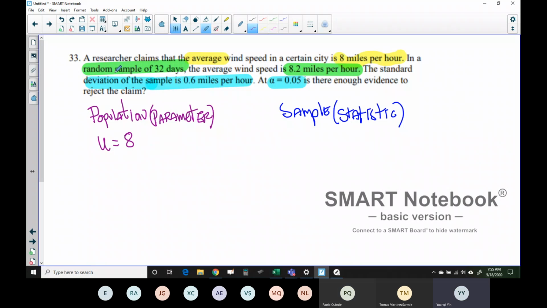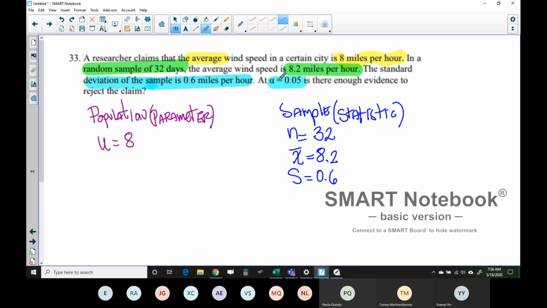What about the random sample? That goes in the other column. N is equal to 32 days. Oops, that's what happens when you're changing system. Sorry. 32 days. And the average wind, what is this average? And where does it go? Sample. And how do I symbolize it here? X bar. Very good. 8.2 miles per hour. The standard deviation of the sample, see, I don't need to tell you where it goes, is S, is 0.6 miles per hour.